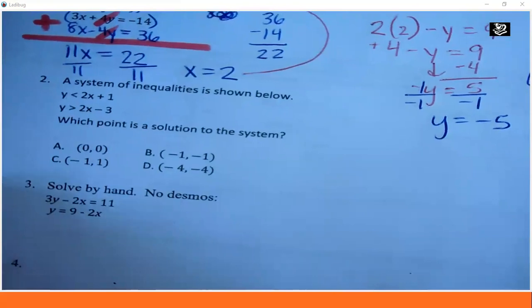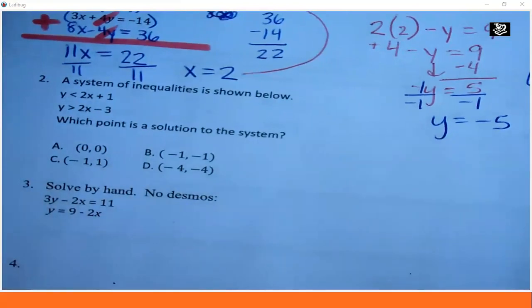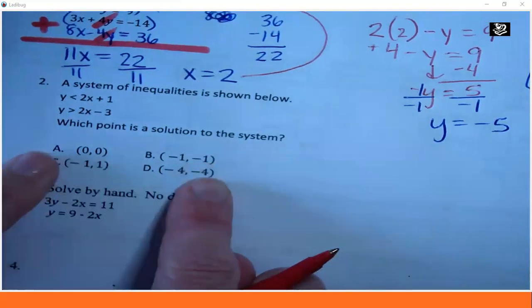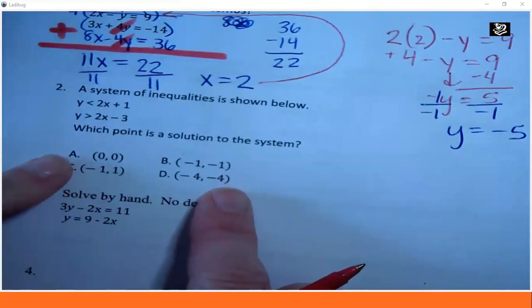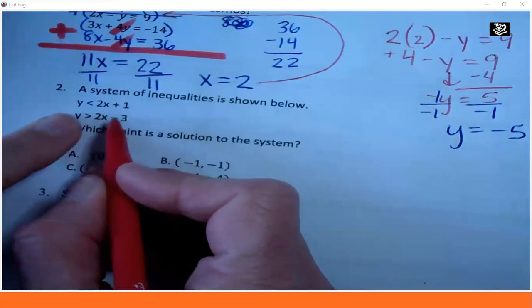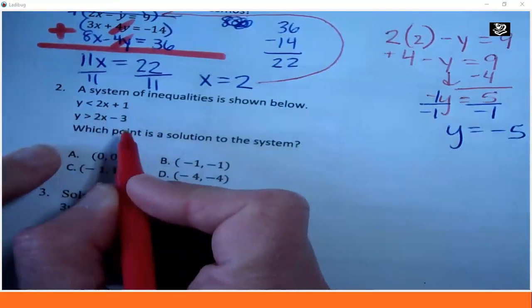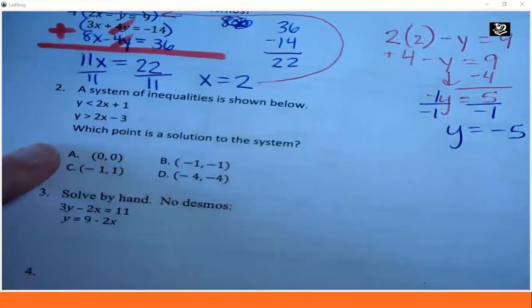Number 2, a system of inequalities is shown below. Which point is a solution to the system? If you're not allowed to use Desmos, does anybody know how you do it? Graph them. Okay, so you would graph these on graph paper, which they will give you on the test. Graphing is one way. Anybody know another way?